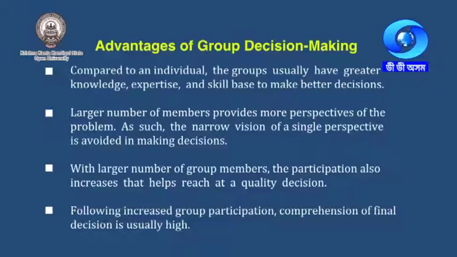Friends, compared to an individual, groups usually have greater knowledge, expertise and skill base to make better decisions. A larger number of members provides more perspectives on the problem because they are differently experienced. As such, the narrow vision of a single perspective is avoided in making decisions. With a larger number of group members, participation also increases. That helps reach a quality decision. And following increased group participation, comprehension of the final decision is usually high.